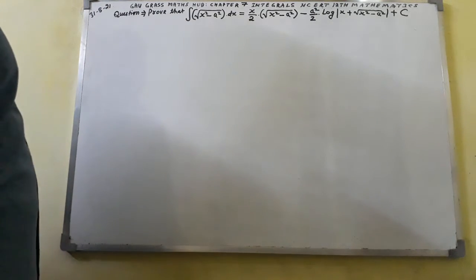Today I shall explain one concept in the form of a question itself, related to Chapter 7, Integrals, NCERT Class 12 Mathematics. The question I have taken: prove that the integral of root of (x square minus a square) dx equals x over 2 times root of (x square minus a square) minus a square over 2 times log mod x plus root of (x square minus a square) mod plus c.